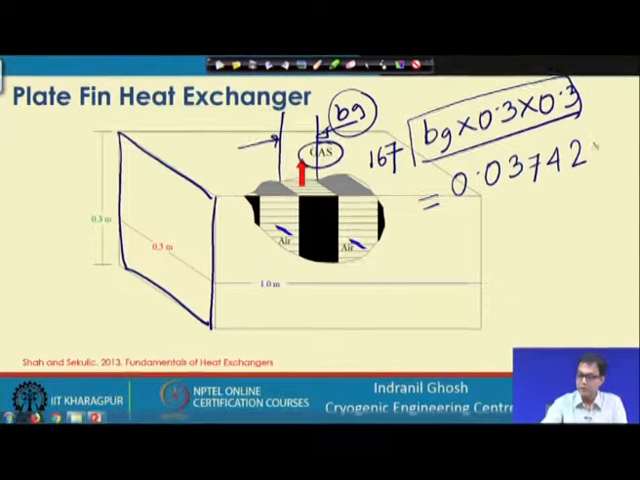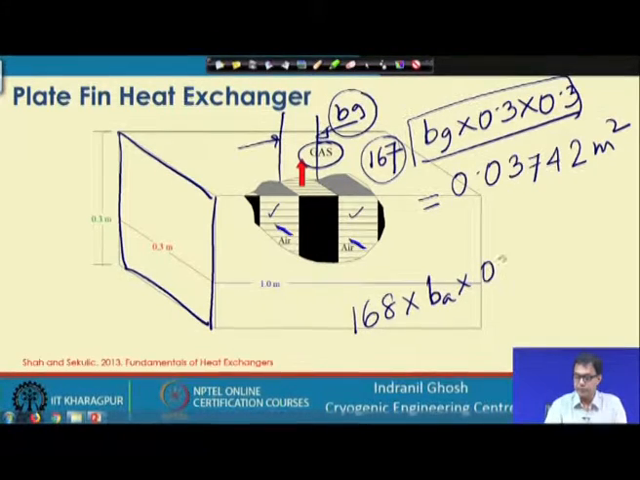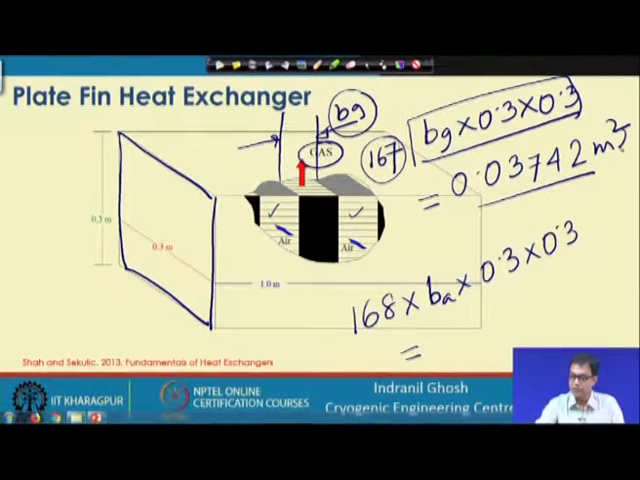So, that will come out as 0.03742. Now, similarly, we can estimate the volume between the plates for the air, and obviously, you can understand that this is the air. We have one more layer in this one. So, we have 168 multiplied by B A and multiplied by 0.3 into 0.3. So, it will be slightly higher than this volume. I am sorry, this is basically a volume, it is meter cube.